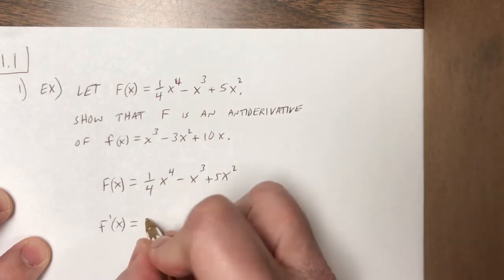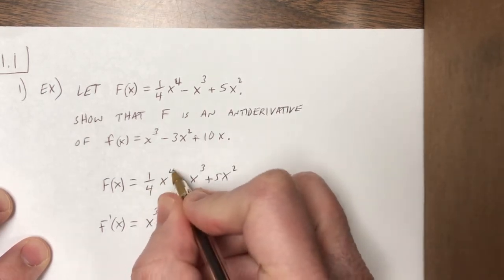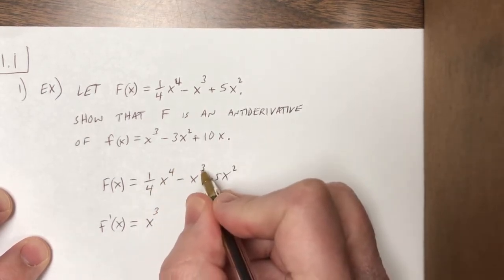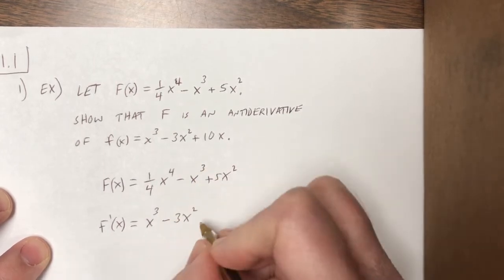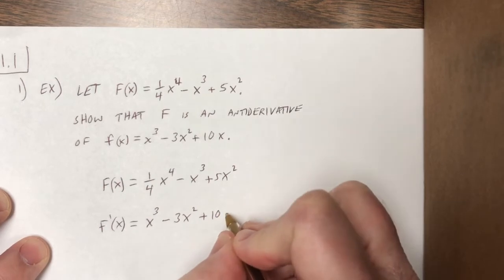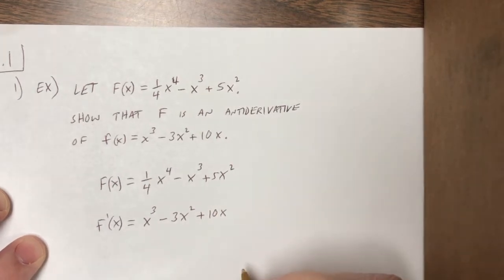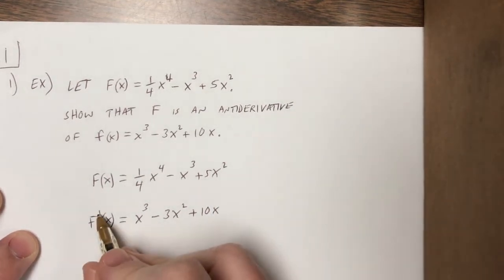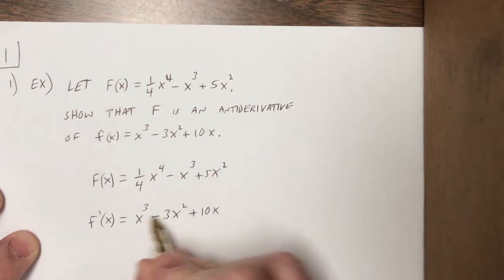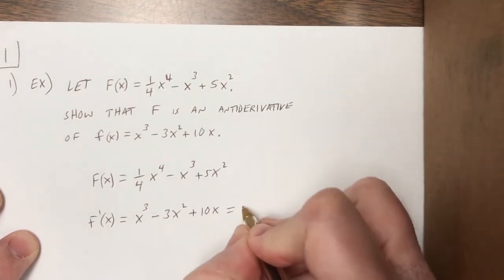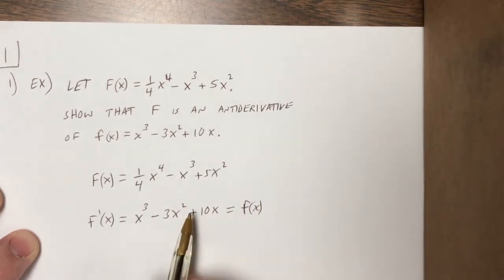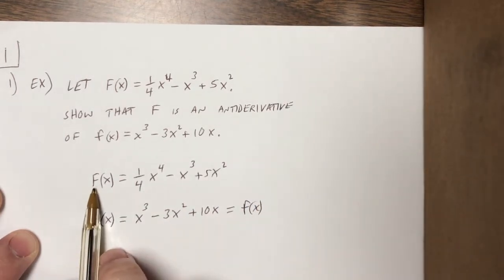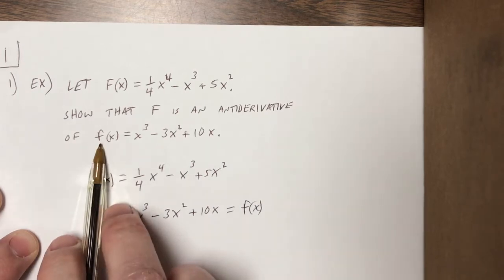Bring down the 4, we get x cubed. Take 1 away, getting x cubed. Bring the 3 in front here, take 1 away. We get minus 3x squared. And then we get, of course, plus 10x. So since the derivative of capital letter F is equal to lowercase f of x, then this function, capital F, is called an antiderivative of this function, lowercase f.